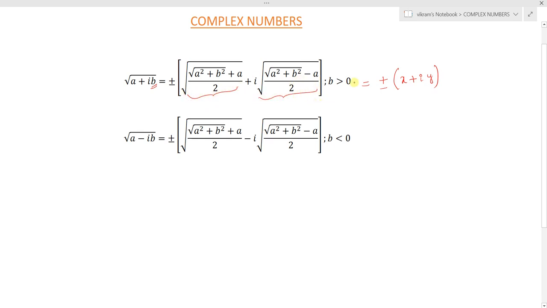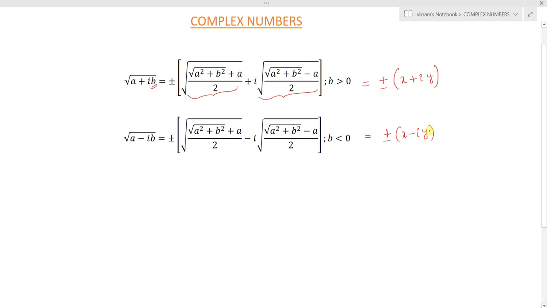So if b is greater than 0, we use this. If b is less than 0, then the complex number will be the square root of a minus ib, and in the general form the result is plus or minus x minus iy.